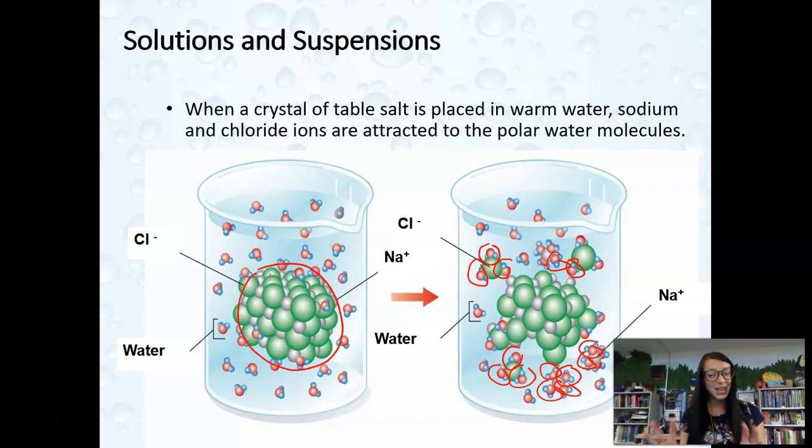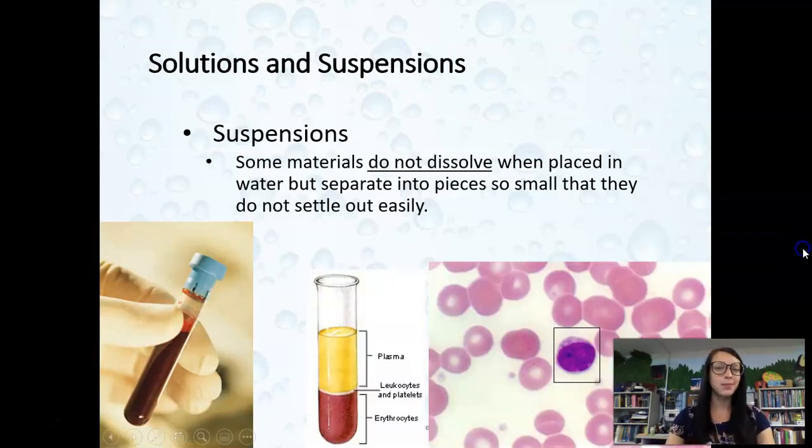Now this works because remember, ions are charged substances. So we have charged chlorine and charged sodium. And then we have water, which is a polar molecule. Because water is a polar molecule, it has partial negative and positive charges. So now, again, we're seeing that attraction between negative and positive, which is what allows these solutions to occur.